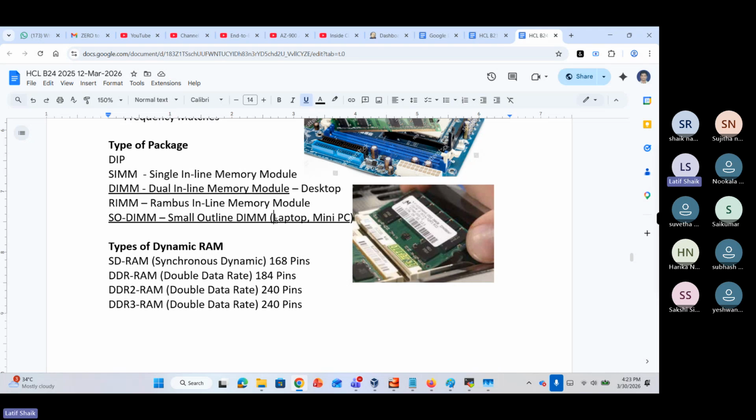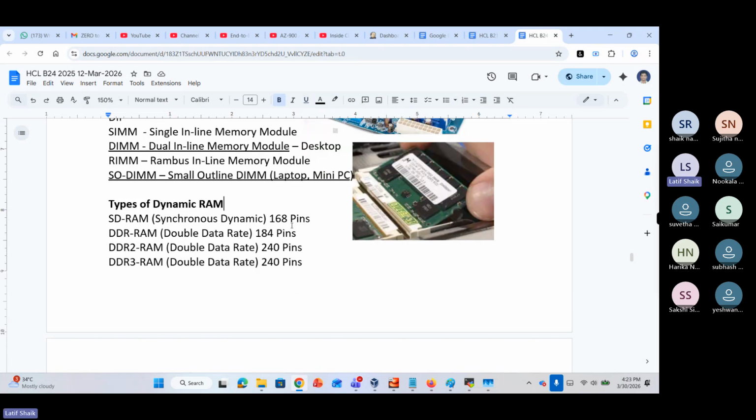RIMM means on the RAM, we have a kind of heat sink. Because if you're running a system for a very long time, RAMs also get heated. If RAM gets overheated, RAM will be damaged, and the system will be too. So to prevent it, we put heat sinks on it. It absorbs the heat from your RAM.